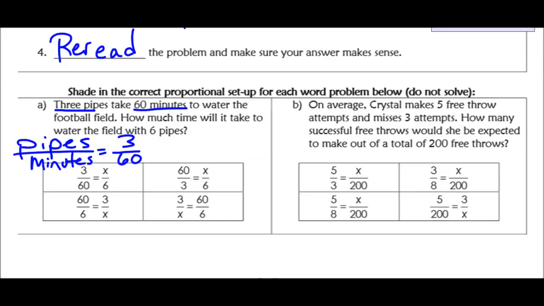How much time will it take? How many minutes will it take to water the field with 6 pipes? So we know 6 pipes, but we don't know the number of minutes. That's going to be our variable. That's where our x goes.